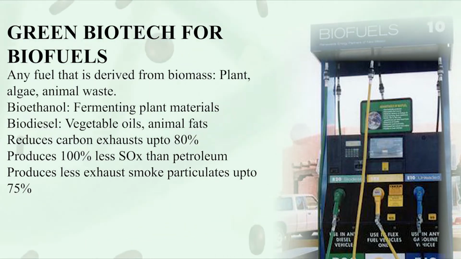Ethanol is nothing but fermenting plant materials. Biodiesel, which is obtained from vegetable oils and animal fats, reduces the carbon exhaust by 80%. So, just see the amount of emissions that could be reduced by switching to newer and cleaner fuels. It produces 100% less sulfur oxides than petroleum and produces up to 75% less exhaust smoke. So, there are a number of added benefits when we just change the fuel.